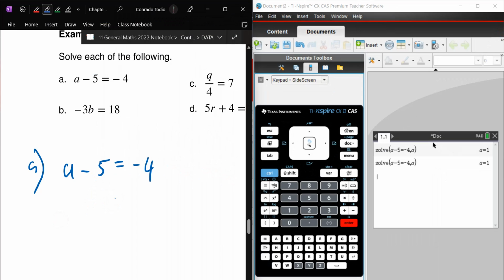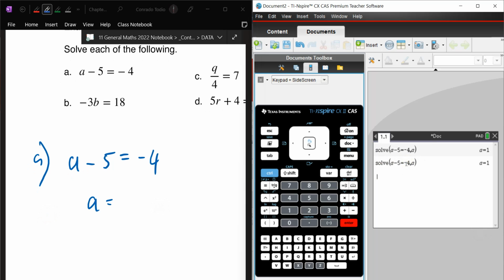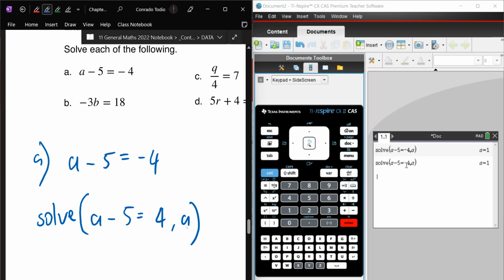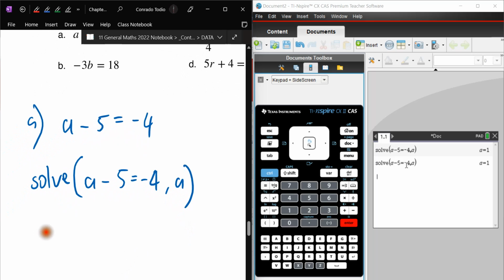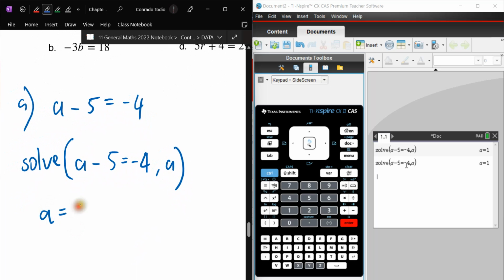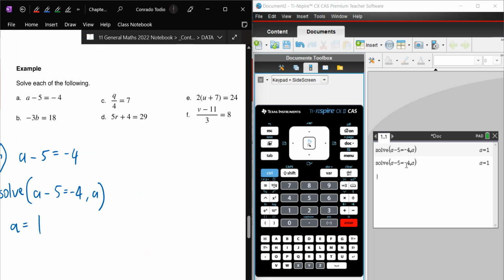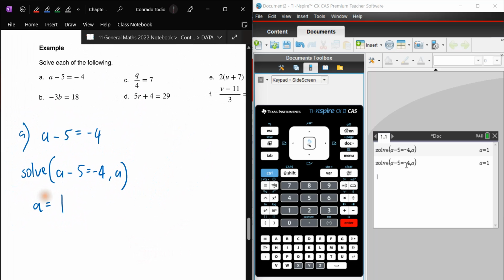Oh yeah, one more thing in terms of showing your working out. If you've done it this way, what I think assessors do want to see is this. You literally type in solve: solve A take away 5 equals negative 4 comma A. What if the question is only one mark? I think it's probably still a good idea to show this, and then just write the answer, A equals 1. So show this for me. I just want to make sure you get all the marks that you can. Okay, let's try B.